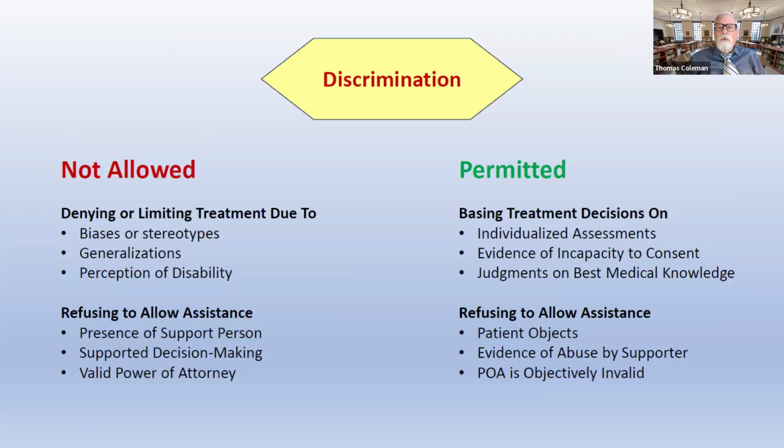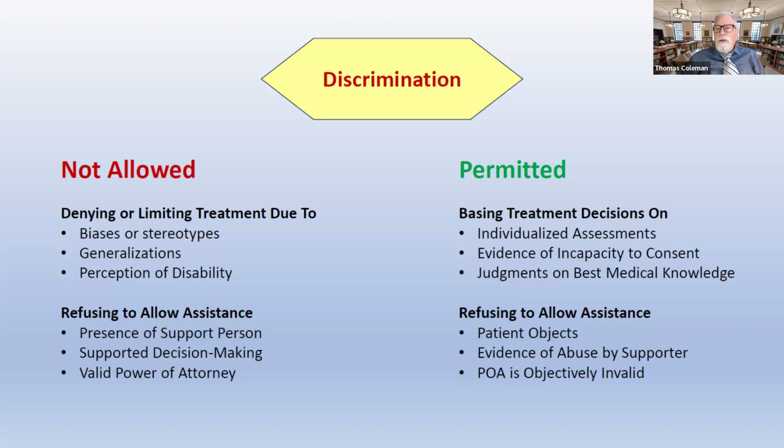First, with respect to discrimination, what's not allowed? You can't deny or limit treatment due to biases or stereotypes, generalizations, or mere perceptions of the person's disability. The provider cannot refuse to allow the person to have assistance, either the presence of a support person or the use of what's called supported decision-making, or to delegate decision-making to another through a valid power of attorney.